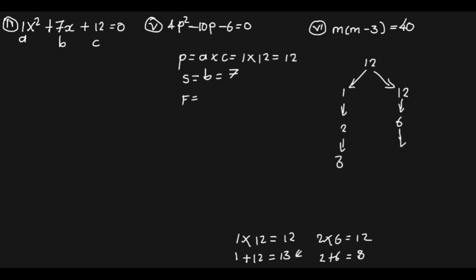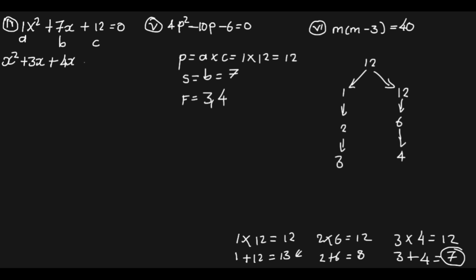So we can divide 3 into 12, which is 4. So 3 times 4, we get our product 12. 3 plus 4, we get our sum 7. So we can see that the factors that we are looking for are 3 and 4, because these two satisfy the sum and the product. So we can now proceed. So we can now say x squared plus 3x plus 4x plus 12 is equal to 0.